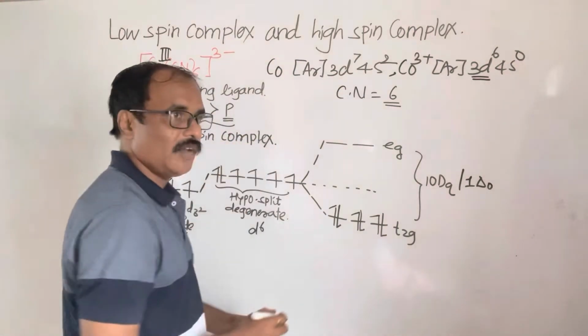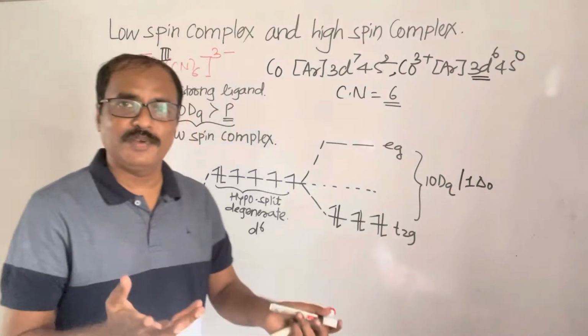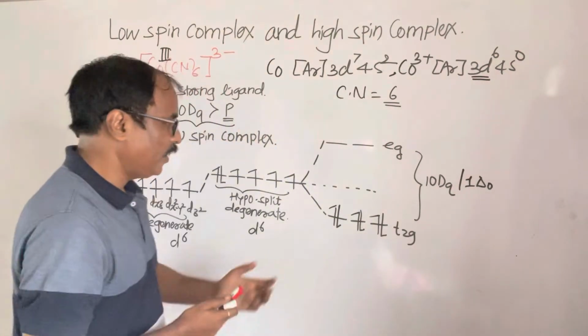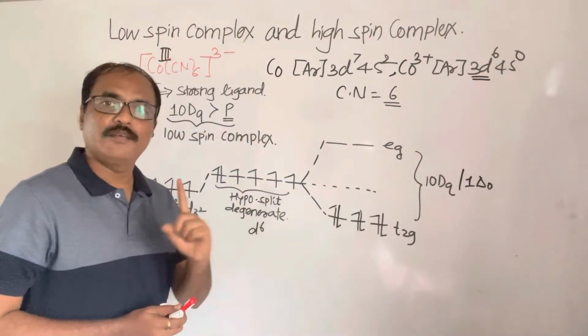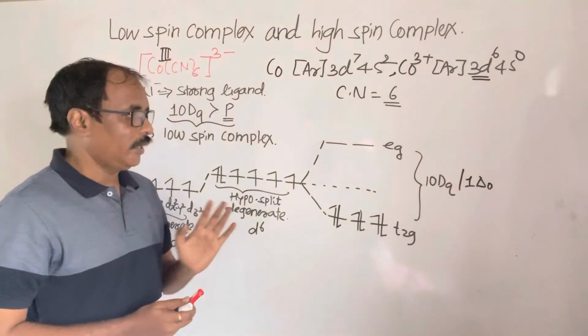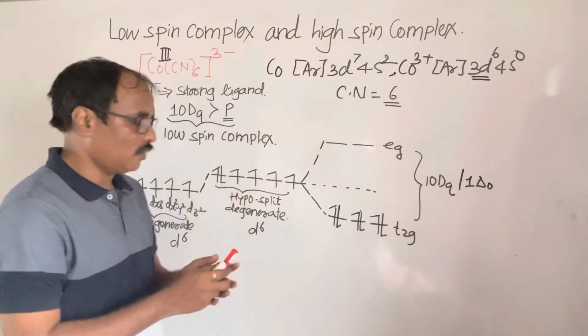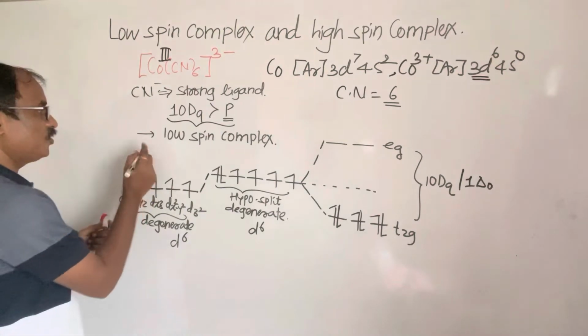Now we have to count the number of unpaired electrons after splitting. How many unpaired electrons are there? There is not even a single unpaired electron here. That is, this complex is diamagnetic.